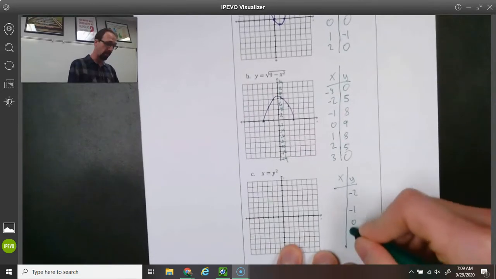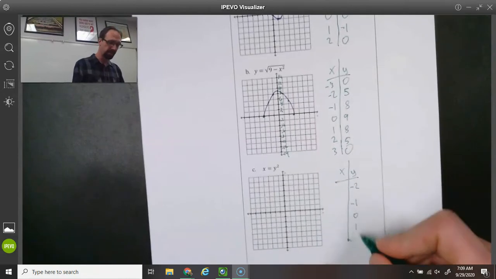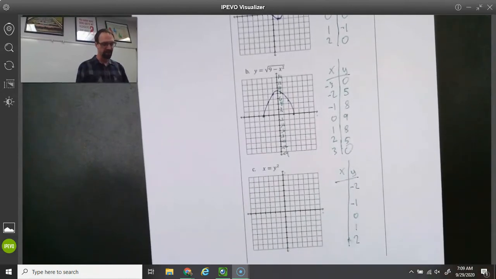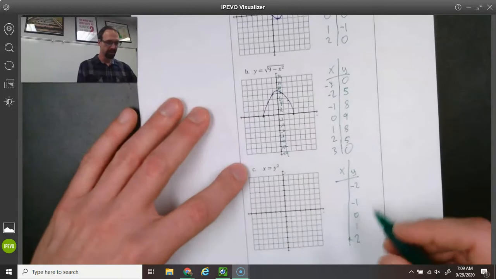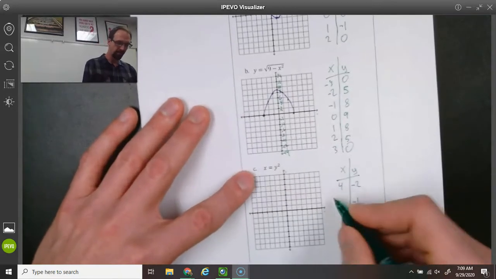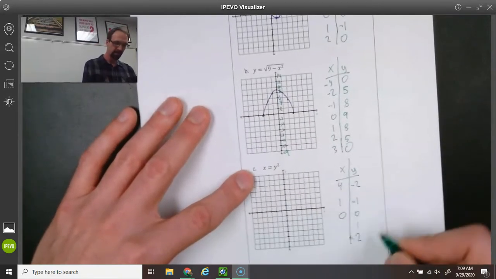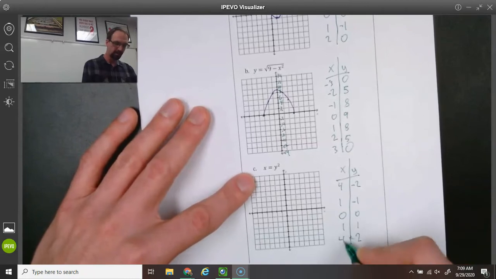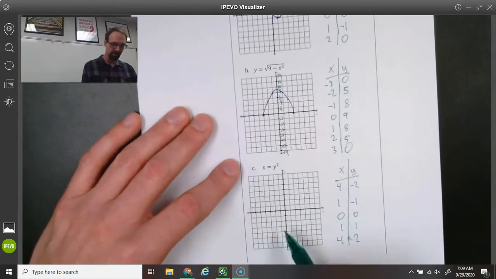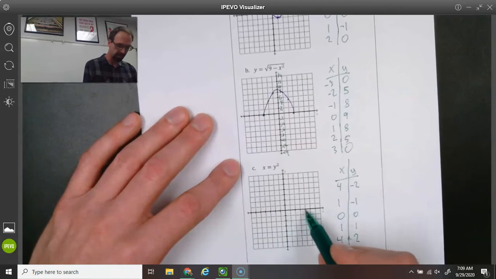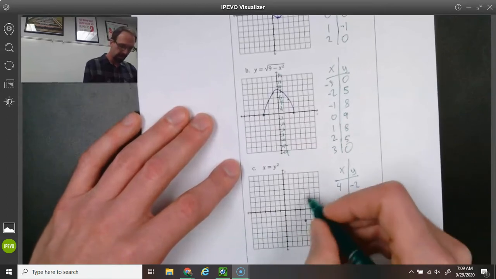I'm going to plug them into my y side of my table instead, because this is in terms of x equals. -2 squared gives me 4. -1 squared is 1. 0 squared is 0. 1 squared is 1. And then 4. So again, I have values here for -2, 1, 2, 3, 4. So that's here and also here.